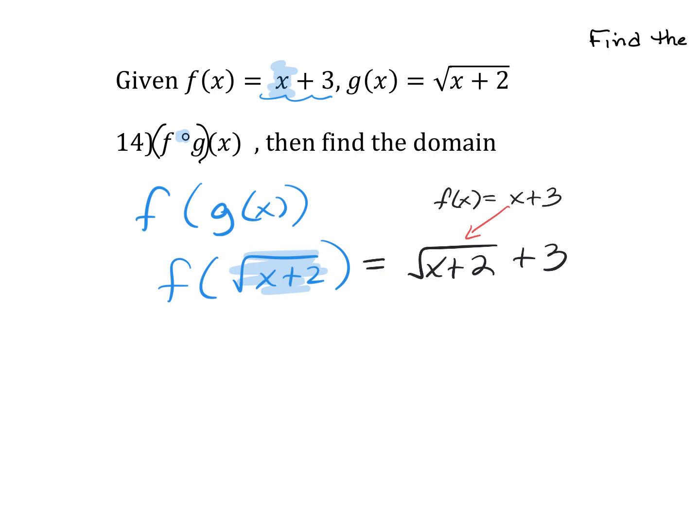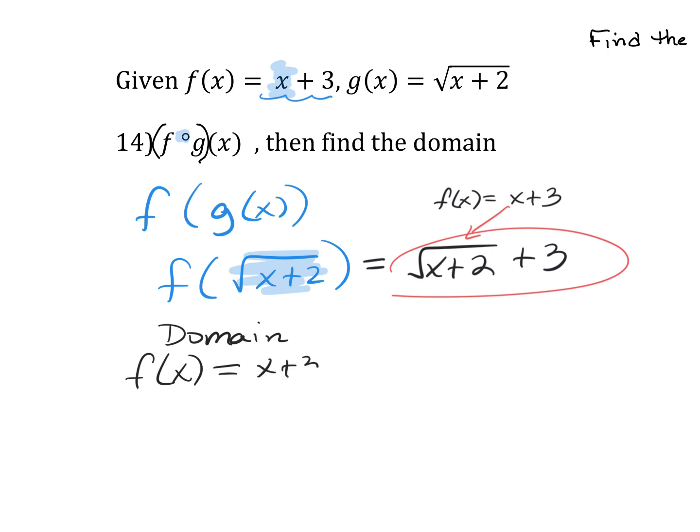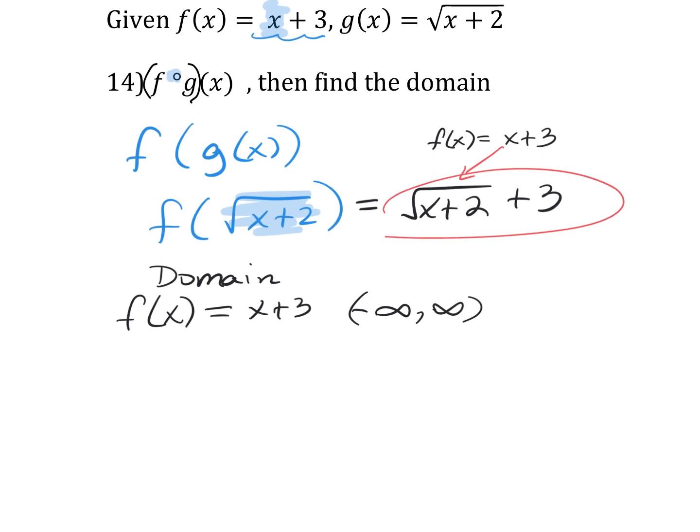All right, so this is the combined function. Now we have to find its domain. So I'm going to go ahead and find the domain just to show you practice of domain. The domain of the f of x function, there's no restrictions. This one would be all real numbers. But we don't need to do this to answer the question. What we need is the input, which was the g of x. This one has a restriction.